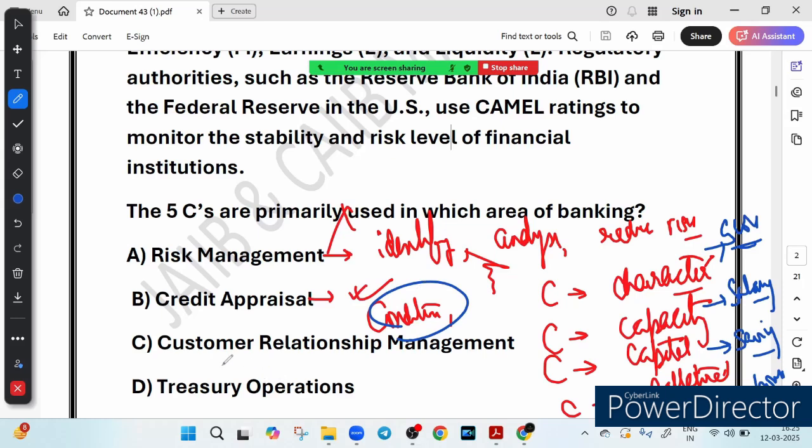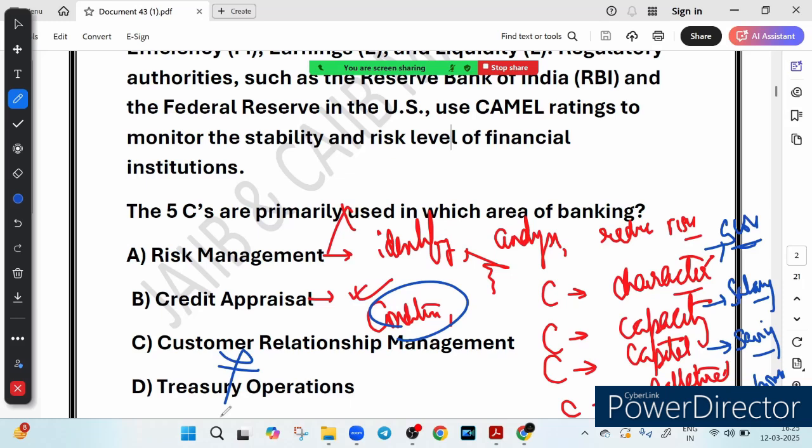Option C, CRM. This is wrong. CRM is about managing relationships with the customer to improve service and business growth. It focuses on customer feedback, complaints and engagement, not loan approval. For example, if you visit a bank for a loan, the CRM system helps track your queries, but the loan approval depends on the 5 C's of credit.